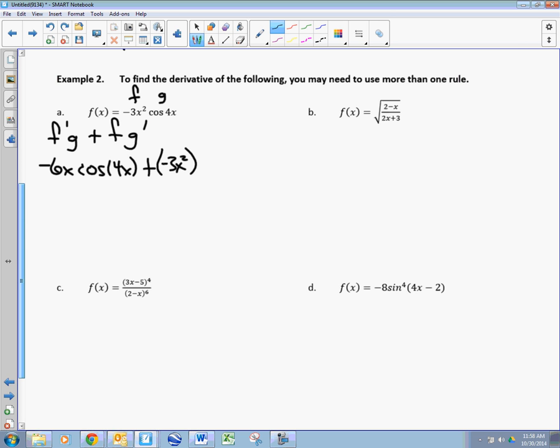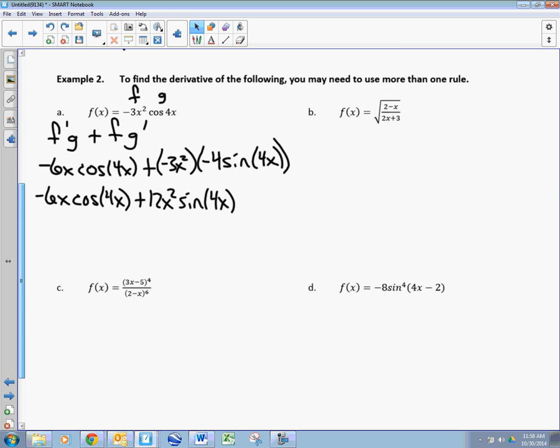And then the derivative of cosine of 4x, I need to use the chain rule. Very good. Negative 4 sine of 4x. If you set up the chain rule, that's what you should get. Derivative of the inside times the derivative of the outside with the inside left alone. So what I get here is negative 6x cosine of 4x plus 12x squared sine of 4x. Let me see what's going on.